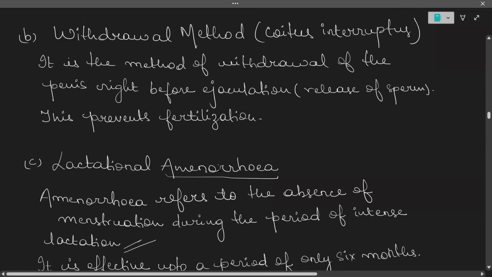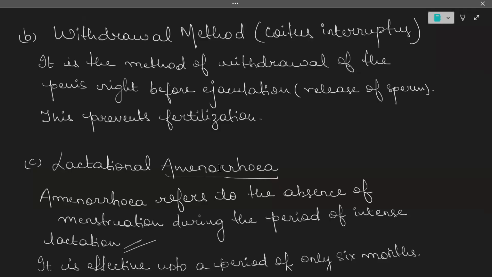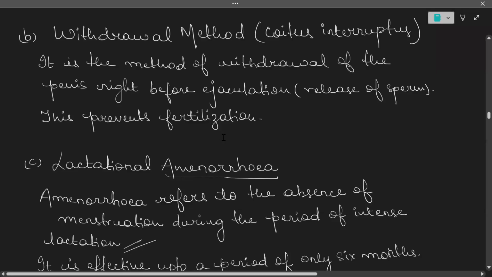During this method, right before the ejaculation, meaning right before the sperms are released, the penis is taken out, because of which the sperms are not released into the vaginal passage, which would prevent fertilization from taking place. So this is the withdrawal method, to withdraw the penis right out. And this is also known as coitus interruptus.